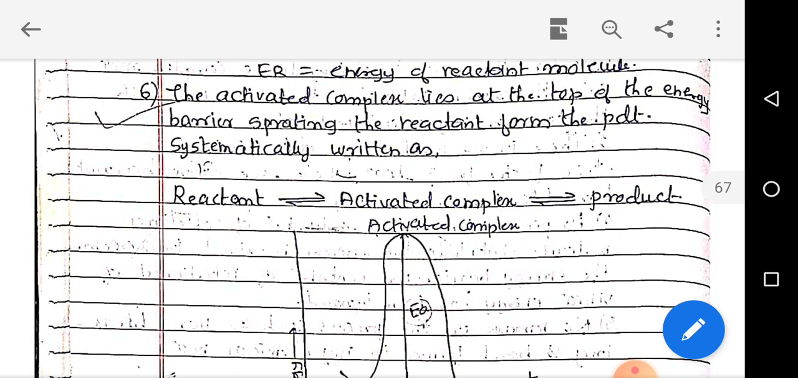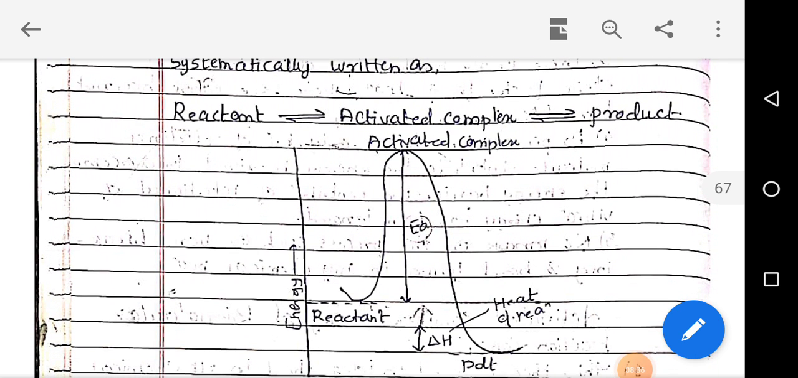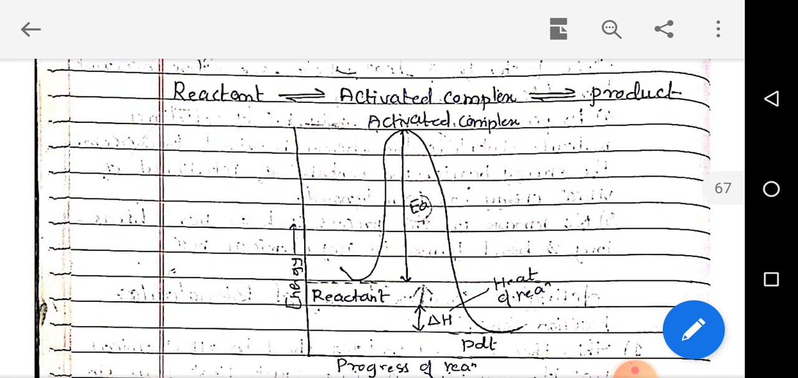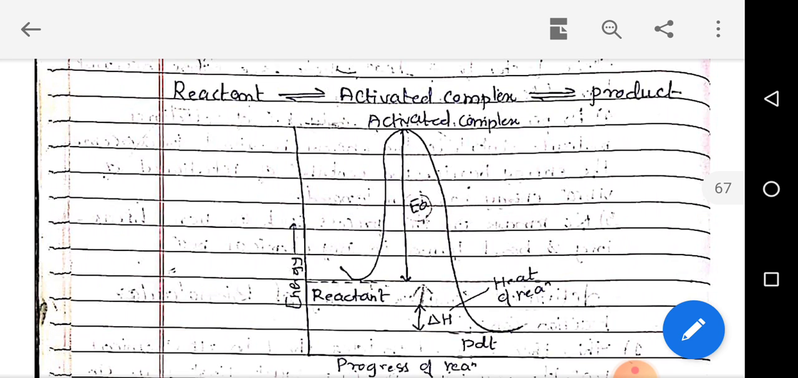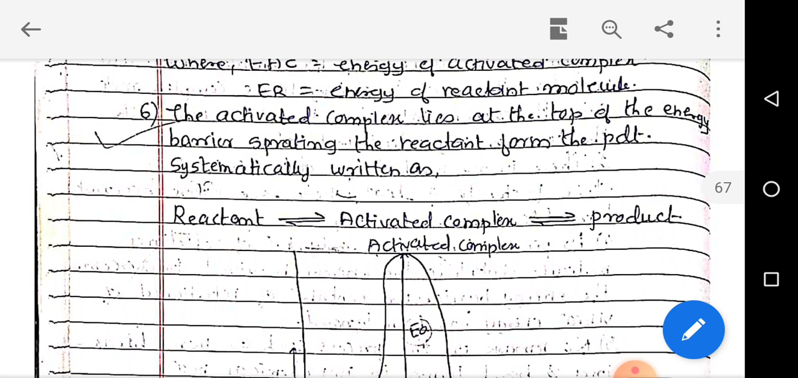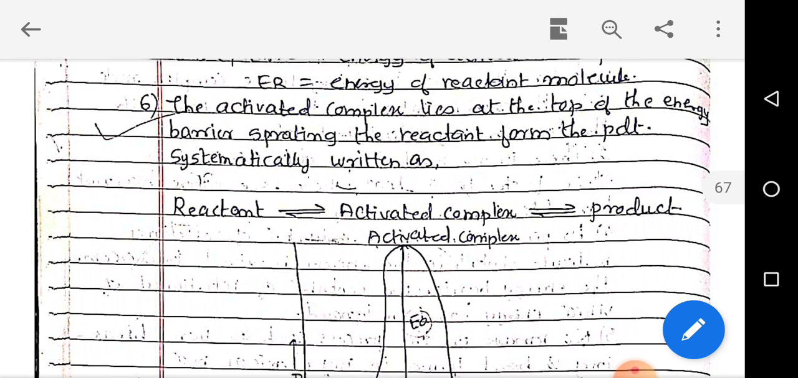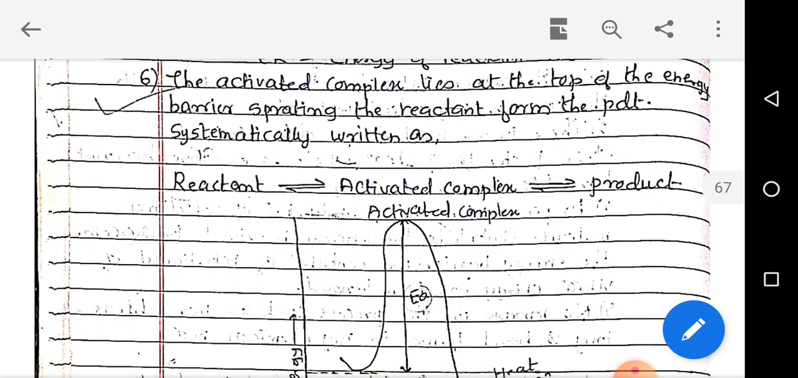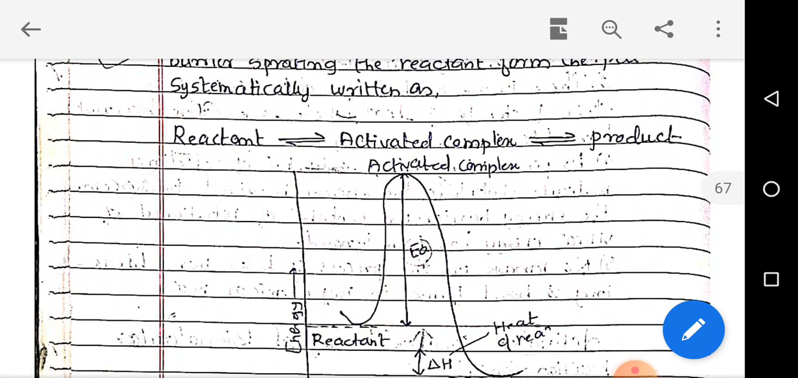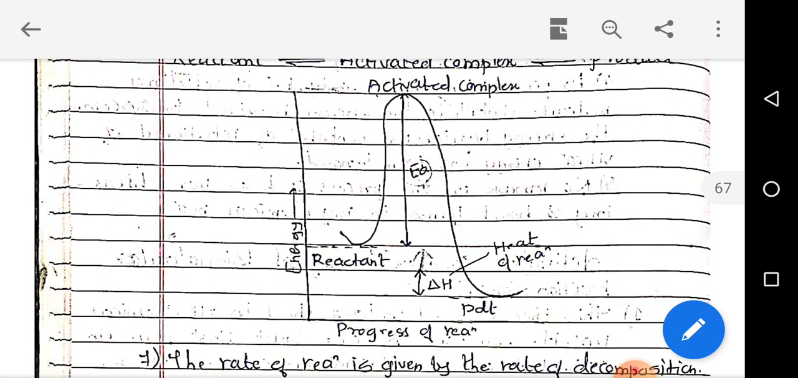So the activated complex lies at the top of the energy profile diagrams. Here the diagram is also given. The activated complex lies at the top of the energy barrier separating the reactant from the products, and it is systematically written as follows. So here is the diagram given, systematically mentioned here.